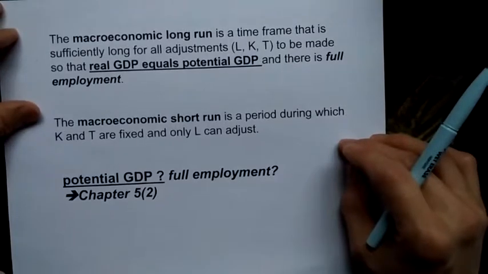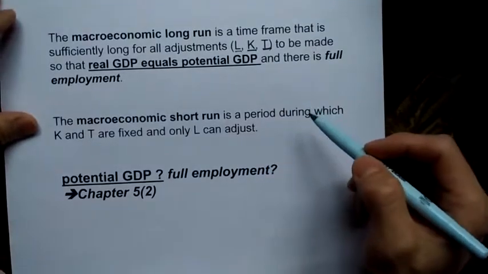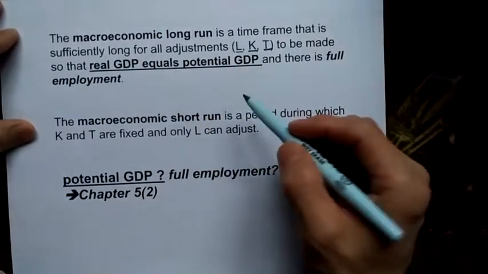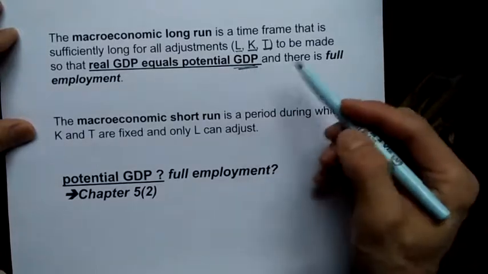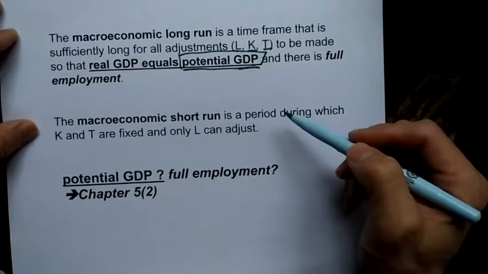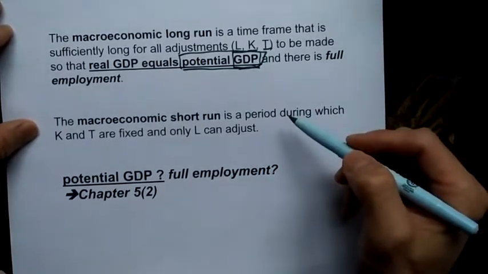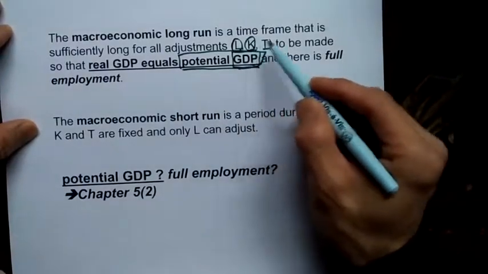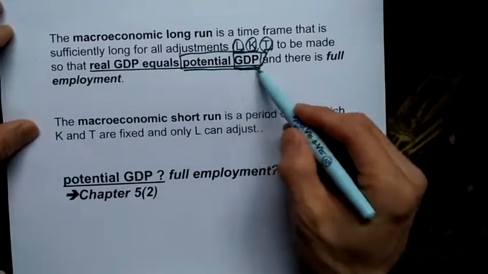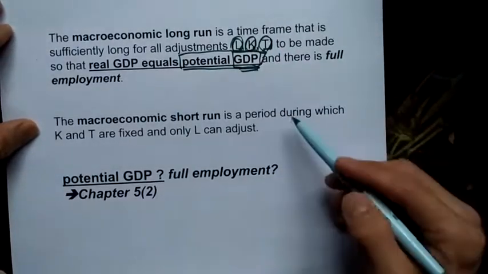Therefore, in the long run, all 3 production factors, labor, capital, technology, are adjusted to their optimal level. Therefore, you will produce at the optimal level of GDP. And that level is called potential GDP. Therefore, potential GDP is the GDP level when the production factors, labor, capital, and technology, all adjust to their optimal level. That's the production level the economy can produce with optimal level of labor, capital, and technology.